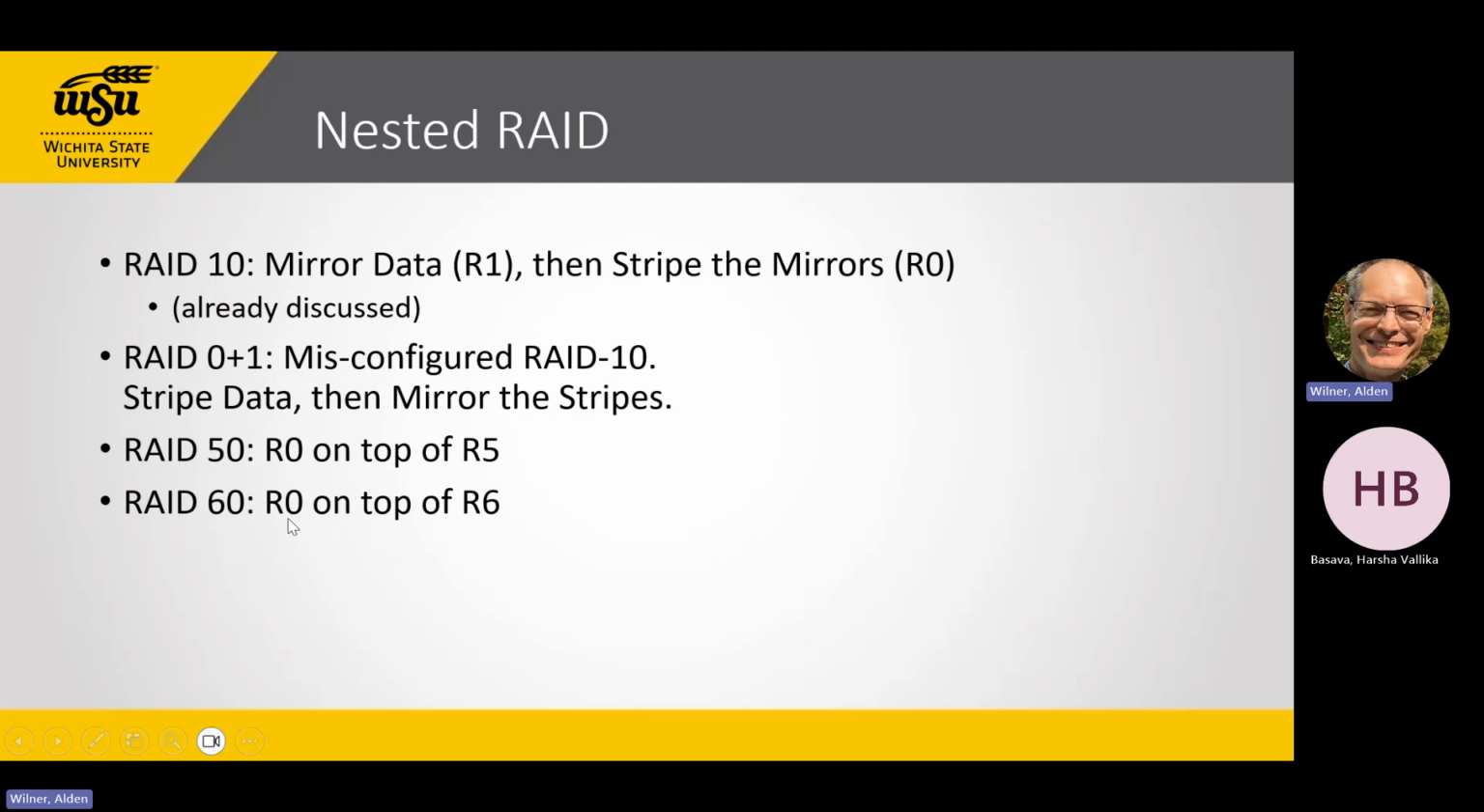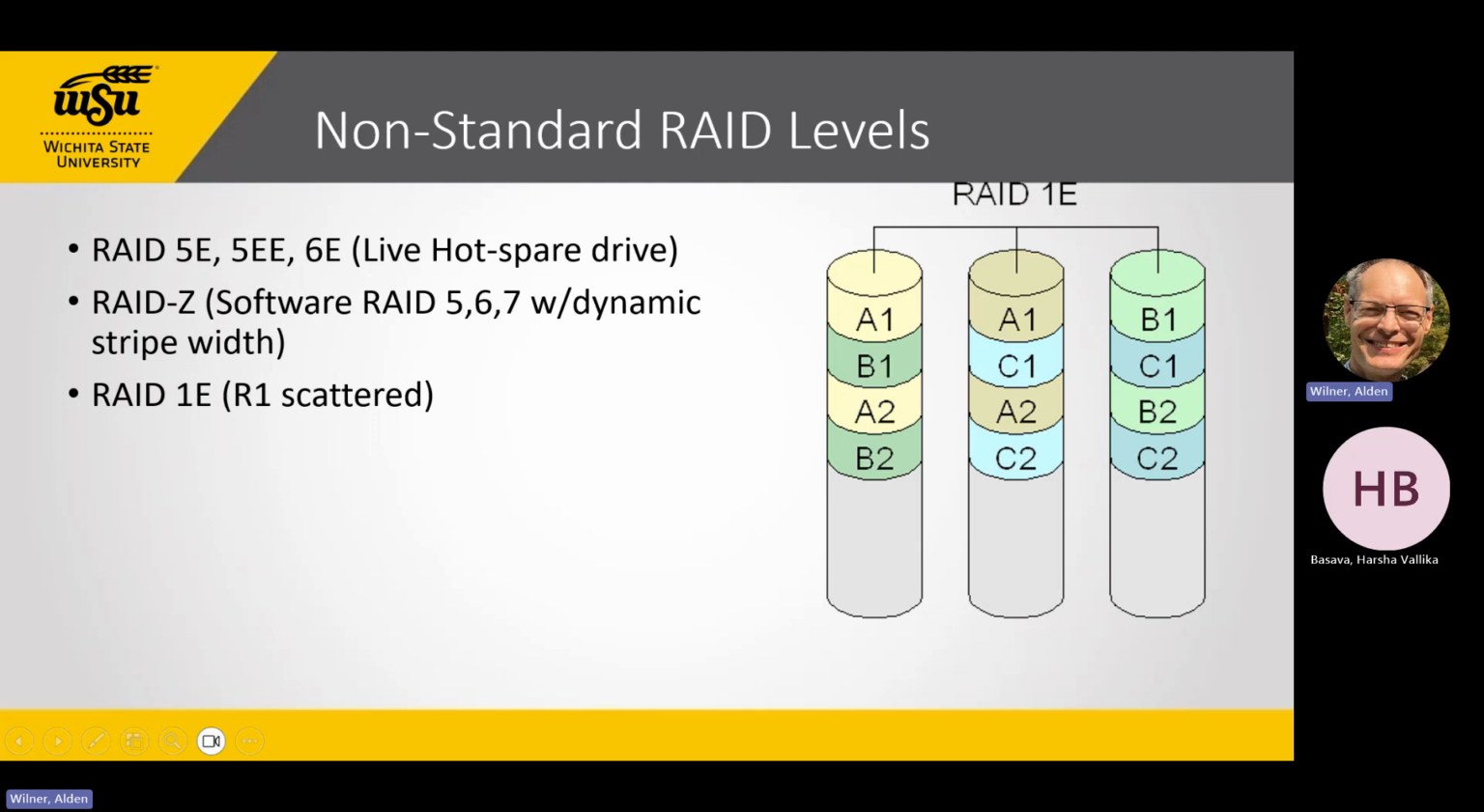RAID 6 on top, or RAID 0 on top of RAID 6, can be another nested one. Other non-standard RAID levels. We talked about how you can stripe things and you can do mirroring, but do you have to have an even number of drives? Well, some companies came up with a notion. They said, no, you can have any number of drives. Here's a RAID 1E, RAID 1 enhanced. You can see there's two copies of data A, two copies of data B1, two copies of data A2, and so on and so forth. They're just smeared across 3 drives, right?